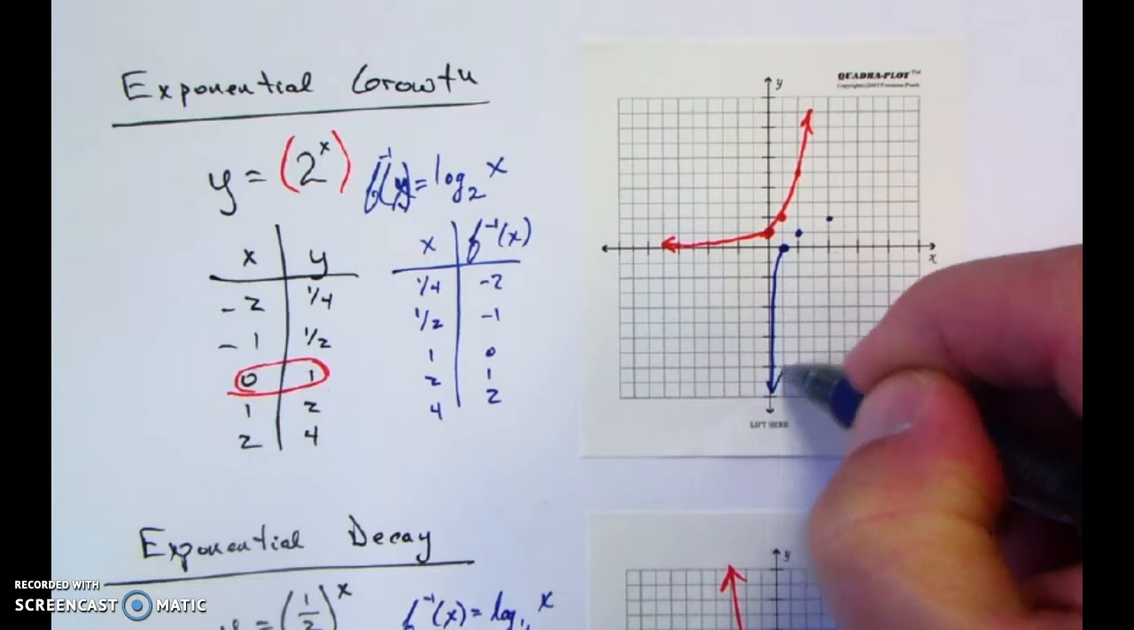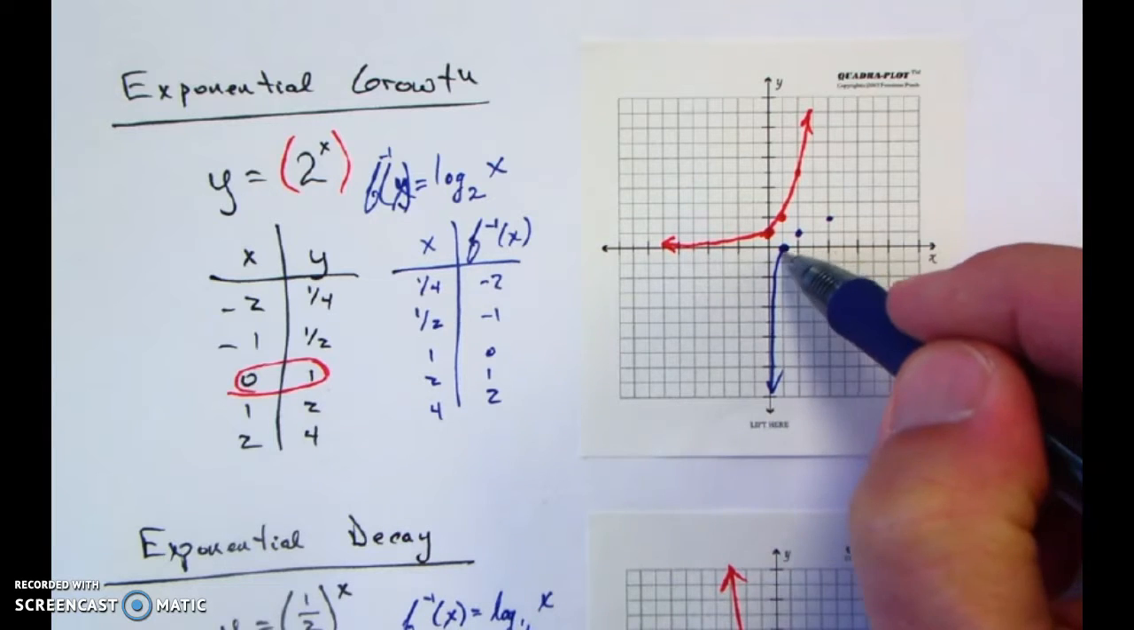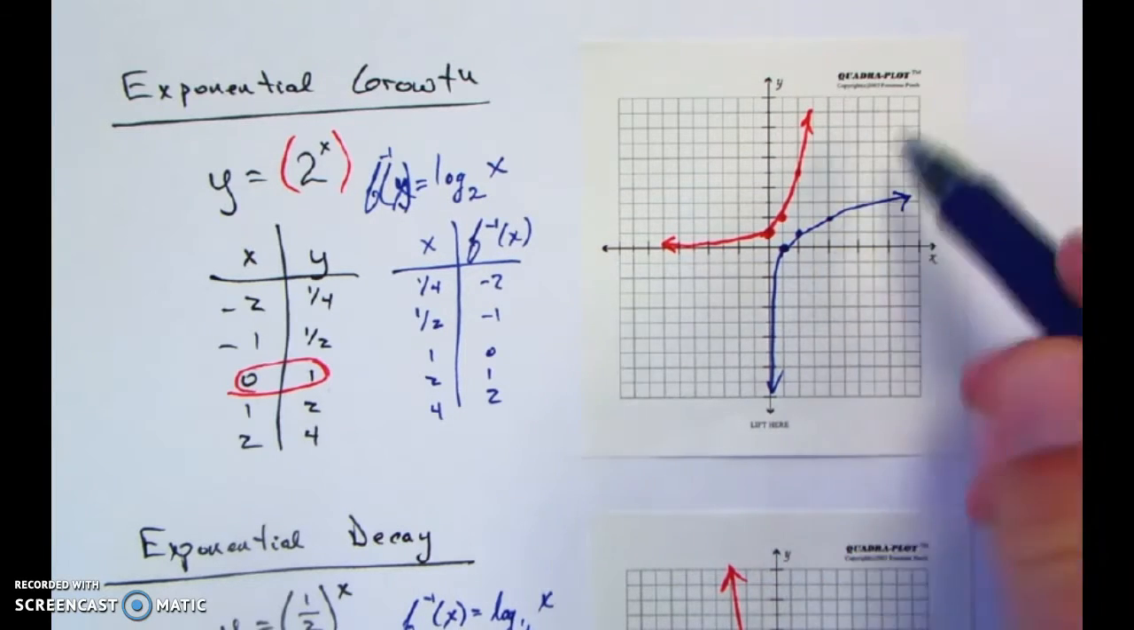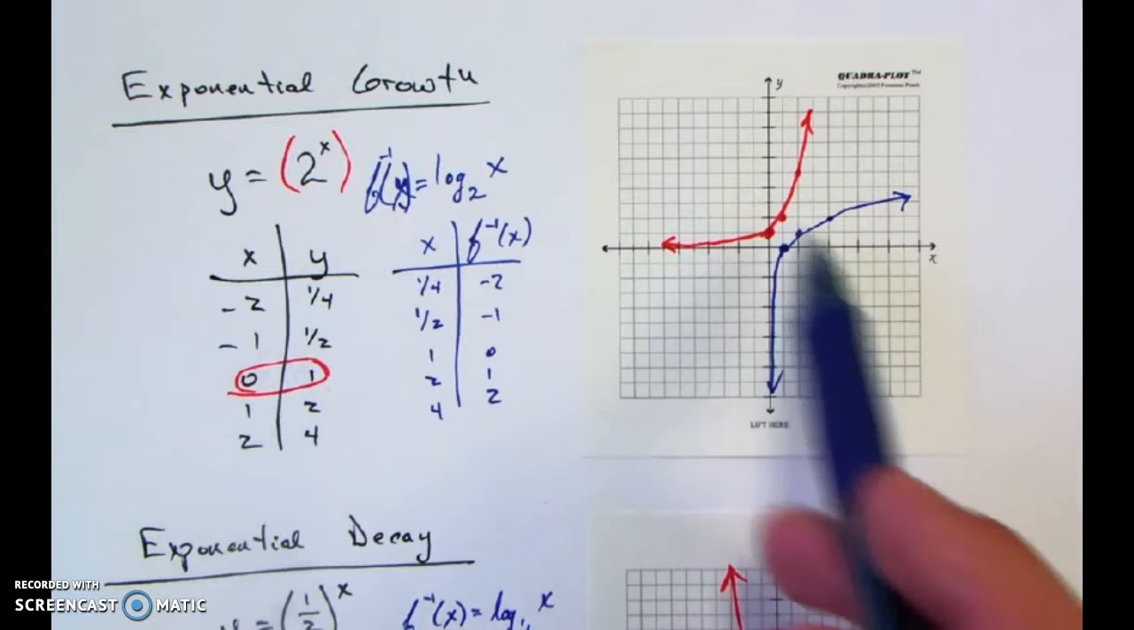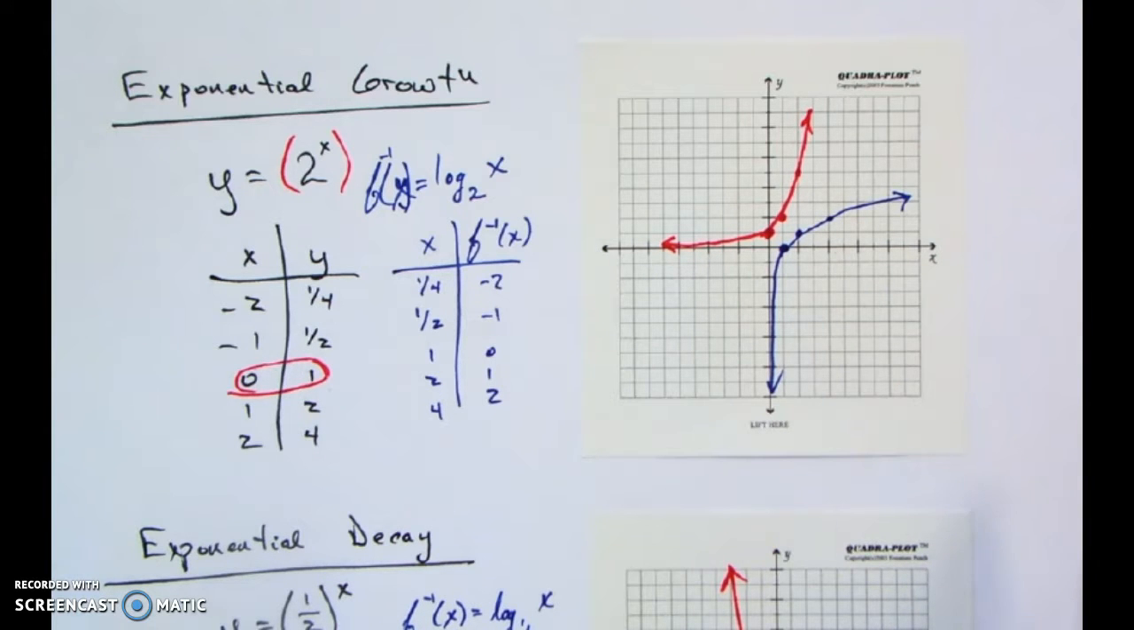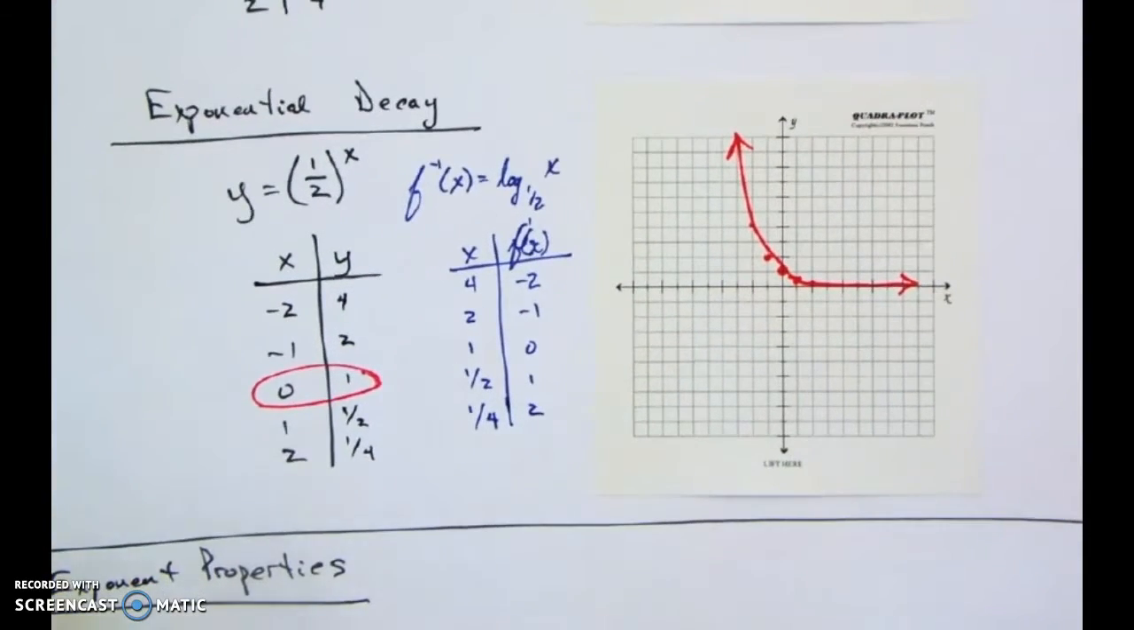And we can see now that as this piece goes down here, it's going to approach but never touch that line, and then goes up in this direction. And remember, we're saying that these are inverses of each other, so they would be symmetric to the line y equals x. Same idea then with our decay problem.